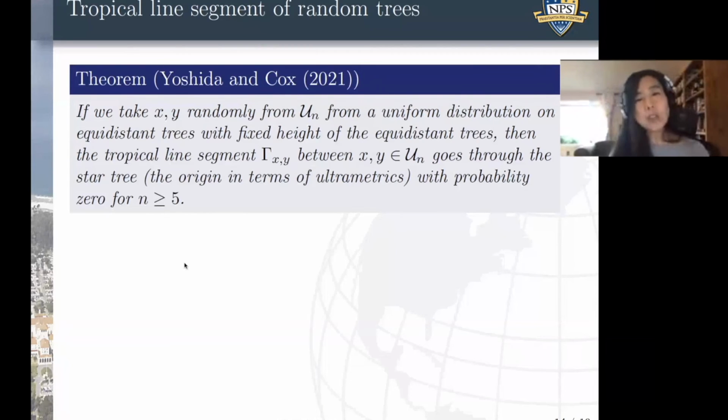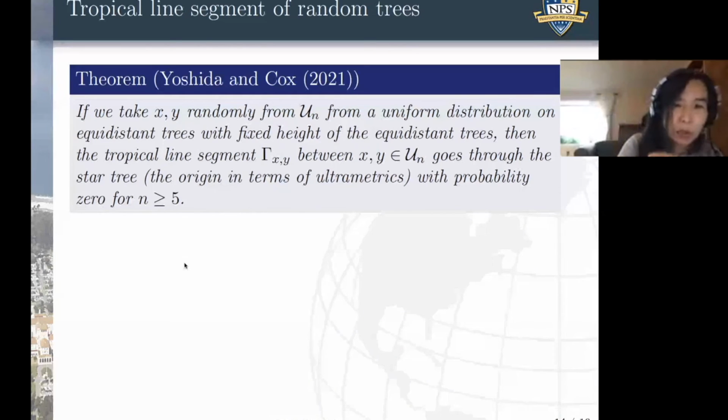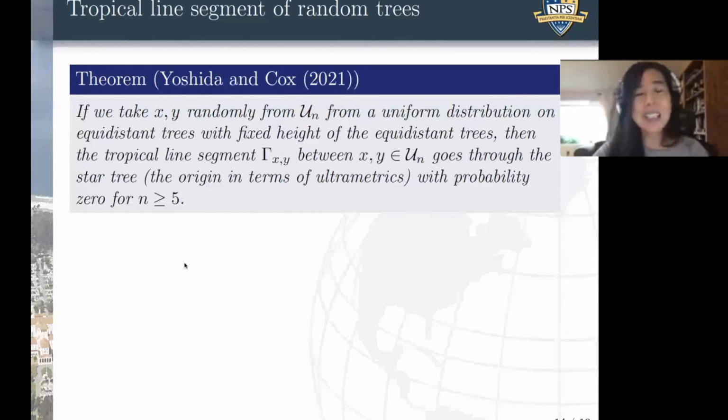Actually, that's a positive probability. This is not good because it means the origin is always dragging the geodesic. It puts so much weight there, and that's what we call stickiness. It causes a lot of problems for machine learning and statistical learning using this particular metric. But the tropical metric seems like it doesn't have it. So that's a really important theorem.